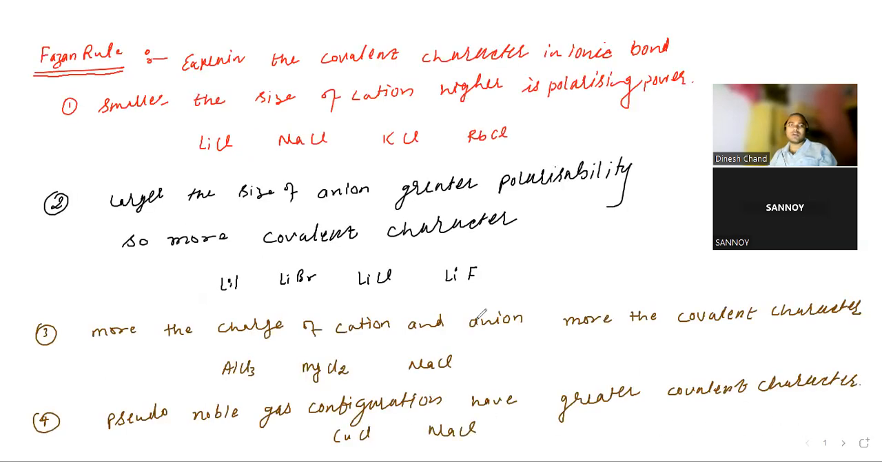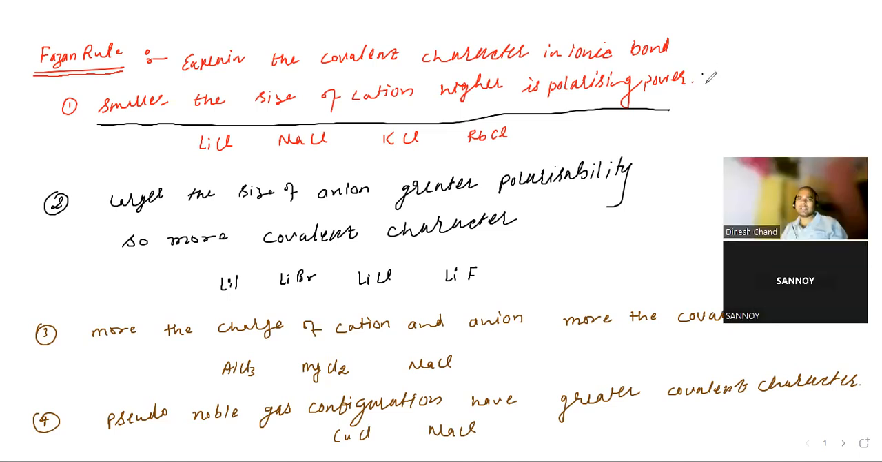Now come here. You see, the smaller the size of the cation, the higher is the polarizing power. That is greater covalent character. Let me explain with an example. Which has more covalent character: LiCl, NaCl, KCl, RbCl?